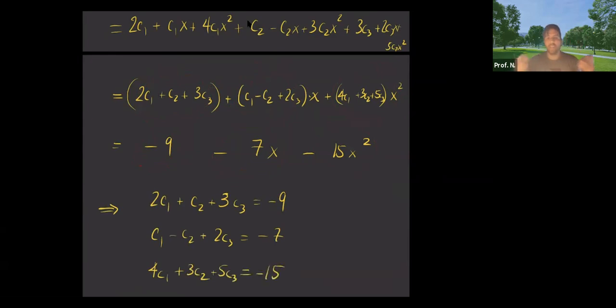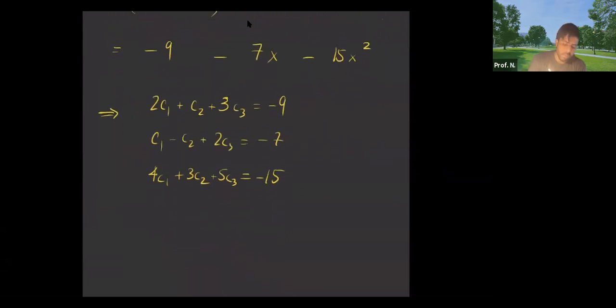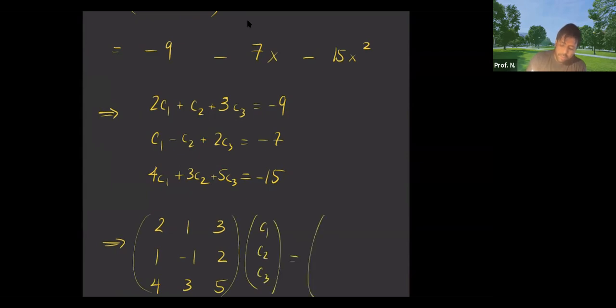Do you see what we just did? We went from having polynomials equal to polynomials to having a system of equations again. And this system of equations can be represented as a matrix equation. So this becomes the matrix with rows 2, 1, 3; 1, -1, 2; and 4, 3, 5. The column vector becomes C1, C2, C3. And the column vector here is -9, -7, -15.